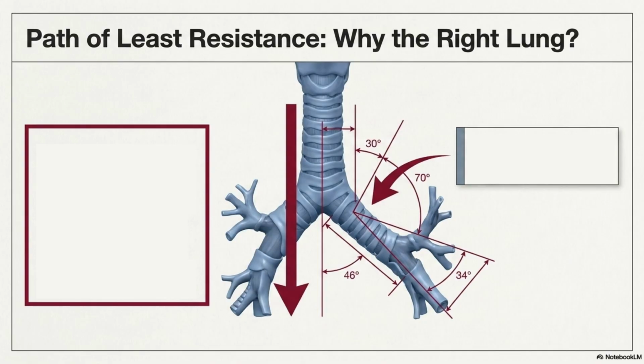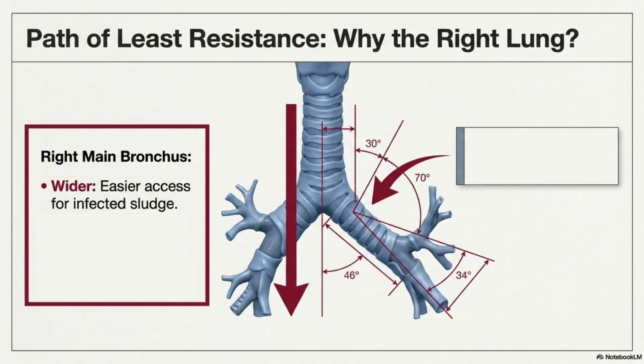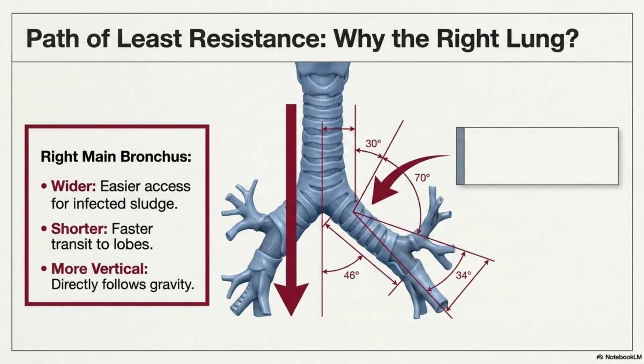Why do these anaerobes take the path of least resistance into the right lung? Let's compare the anatomy. The right main bronchus is wider, providing easier access for infected sludge. It is shorter, meaning a faster transit to the lobes, and it is more vertical, meaning it directly follows gravity. Compare this to the left main bronchus, which is much narrower and sharply angled.